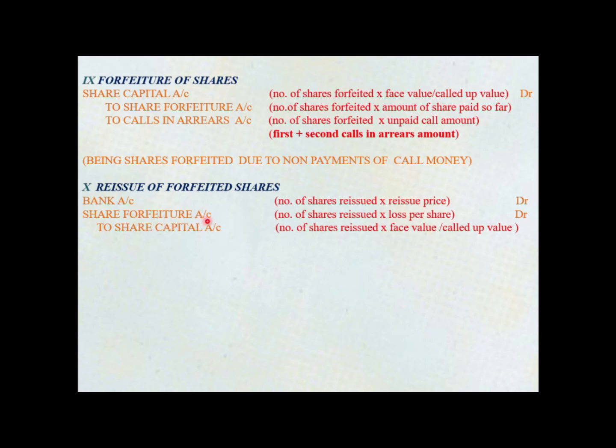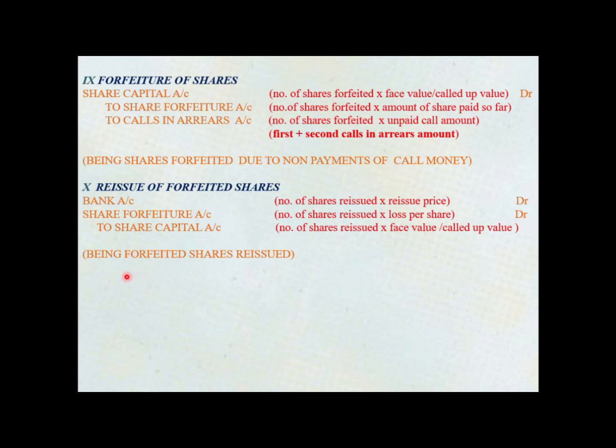Share forfeiture account amount will be calculated as number of shares reissued multiplied by loss per share. Share capital amount will be calculated as number of shares reissued multiplied by face value or called up value. Here you have to take the value depending upon your problem. Narration: being forfeited shares reissued.